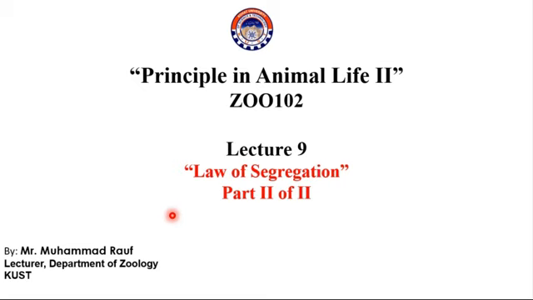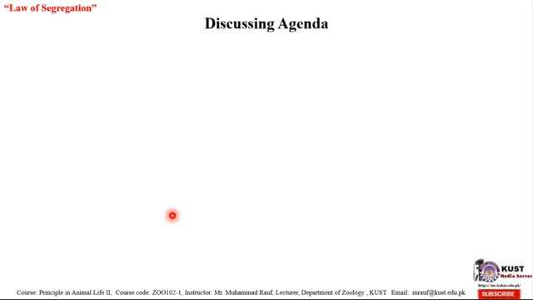This is lecture number 9. The topic is Law of Segregation. This will be the second and final part of the lecture. The agenda for the topic will be Mendel's model, useful genetic vocabulary, and the test cross. Now, Mendel's model.